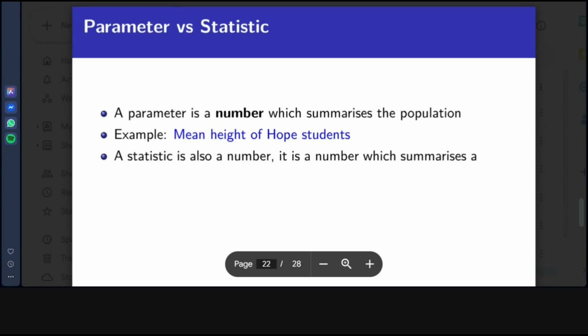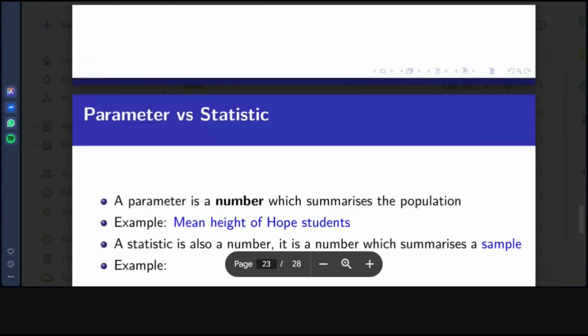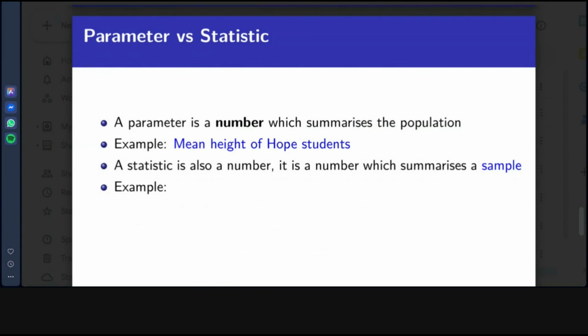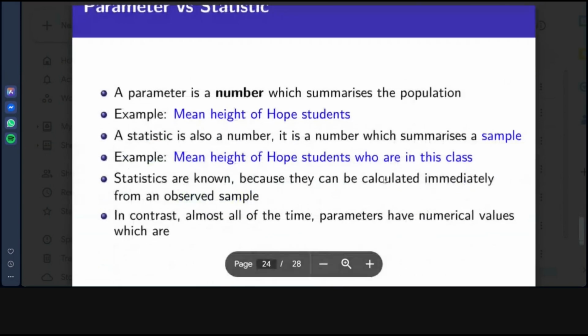A statistic is also a number. It's a number which summarizes a sample, all right? So you see P with P, parameter summarizes population. The statistic is also a number. It summarizes a sample. Here's an example. The mean height of Hope students in my class, in this class. So what's the difference between a parameter and a statistic? Statistics are known because you can find them out, right?